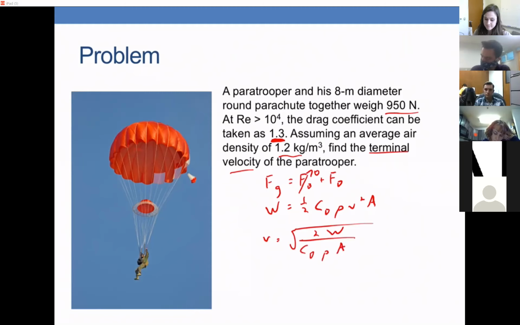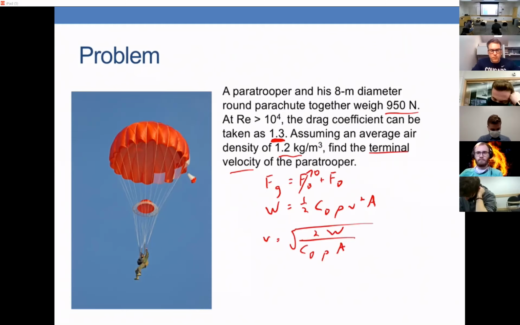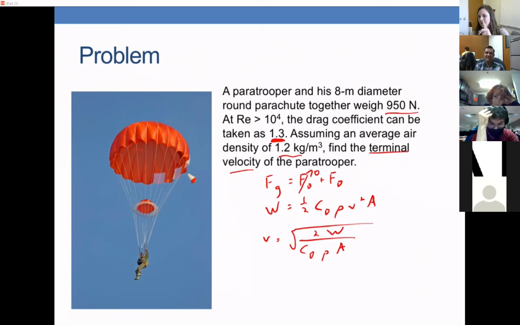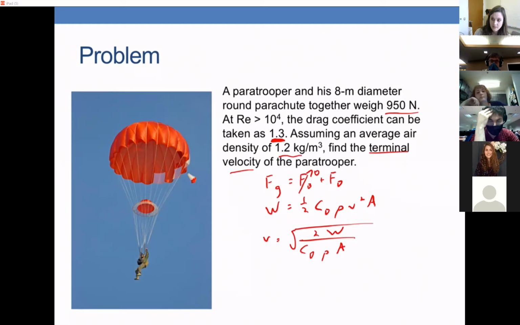What is A? The area of the parachute. Who said that? Me. Sorry. Oh, hi, Connor. Yes, the area of the parachute. And by that, we mean the area in the direction of the fluid flow, right? So what would that be? A circle, whose area is pi times the parachute diameter squared over 4, because it's a circle.